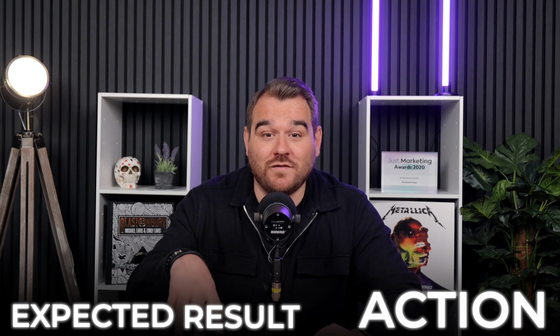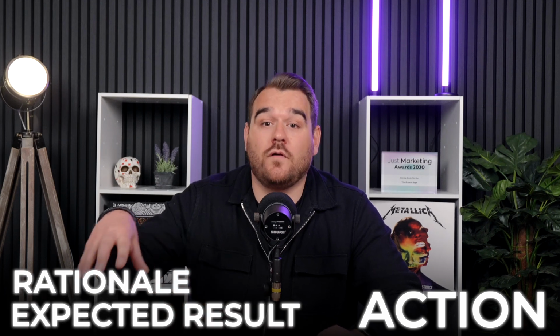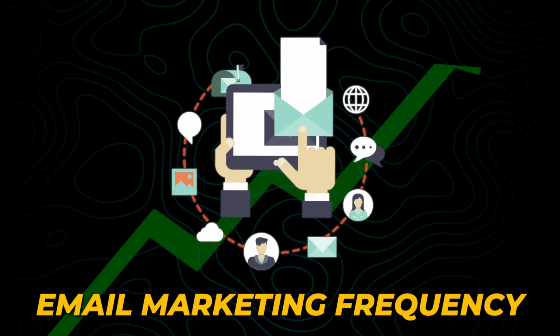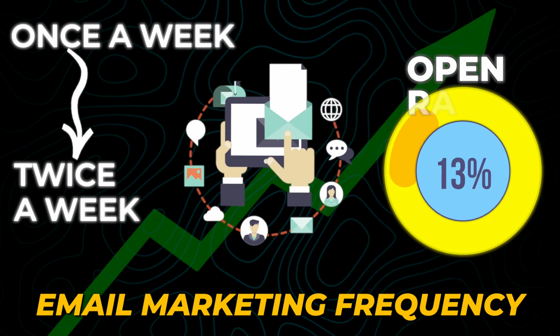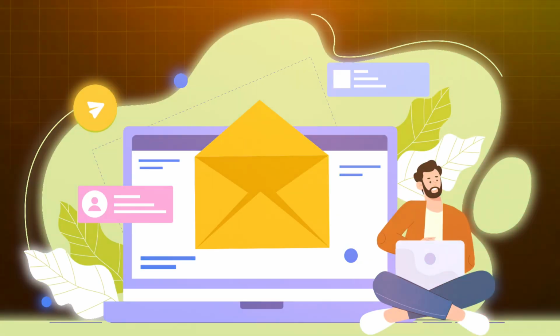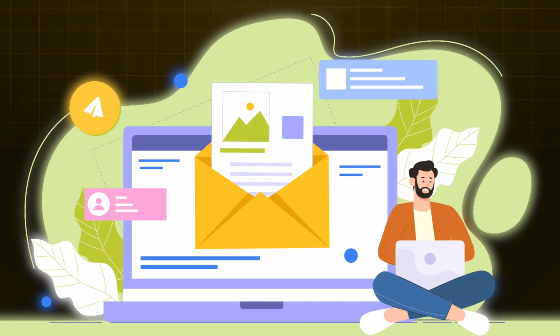Creating a solid hypothesis is crucial, and here's a really simple formula to follow. If a specific action happens, then an expected result will happen because of a rationale. So for example, if we increase our email marketing frequency from once a week to twice a week, then our open rates will improve by 20% because more frequent engagement keeps our audience interested.